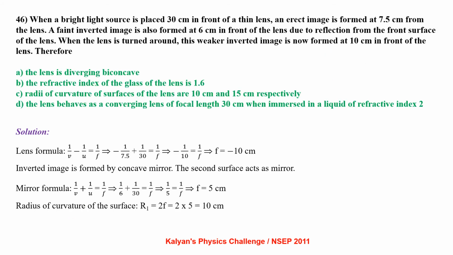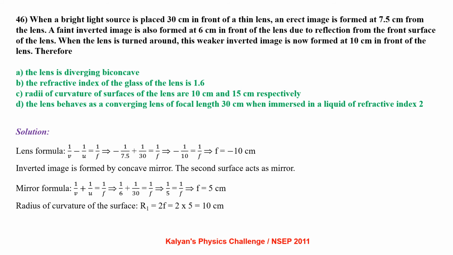When a bright light source is placed 30 cm in front of a thin lens, an erect image is formed at 7.5 cm from the lens. A faint inverted image is also formed at 6 cm in front of the lens due to reflection from the front surface of the lens. When the lens is turned around, this weaker inverted image is now formed at 10 cm in front of the lens. Therefore, the lens is diverging biconcave.